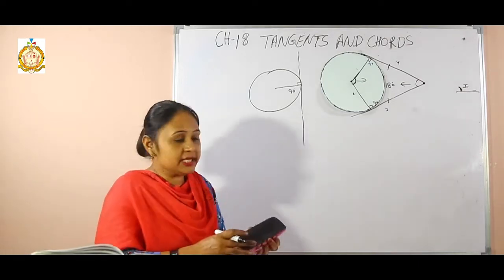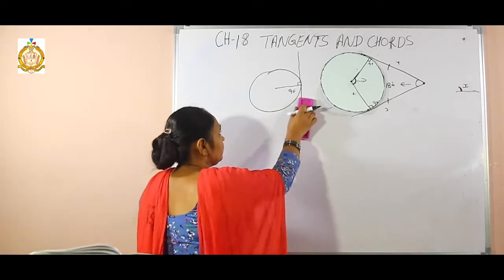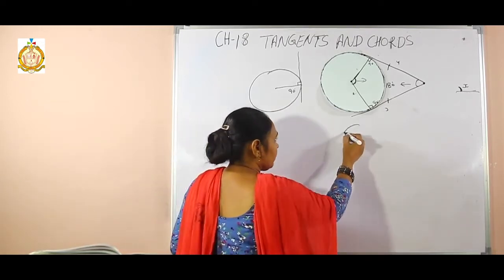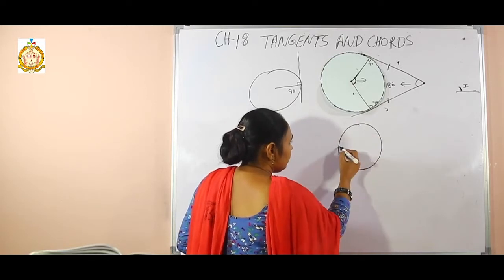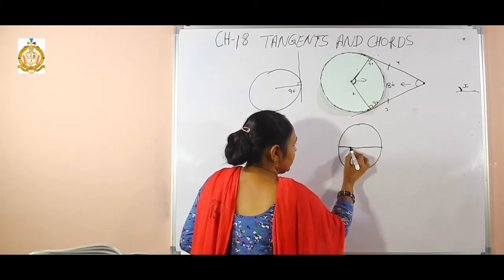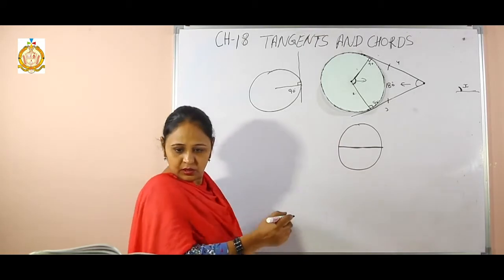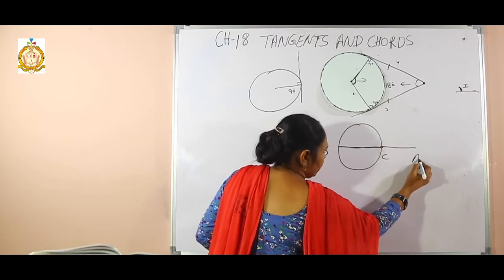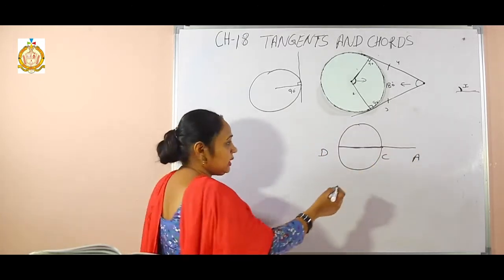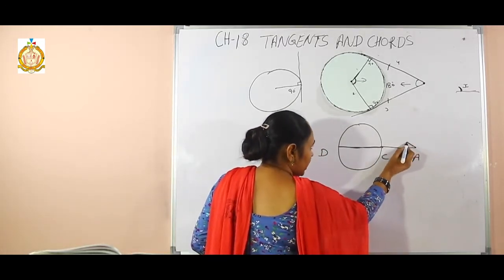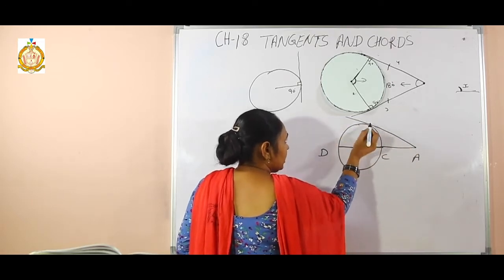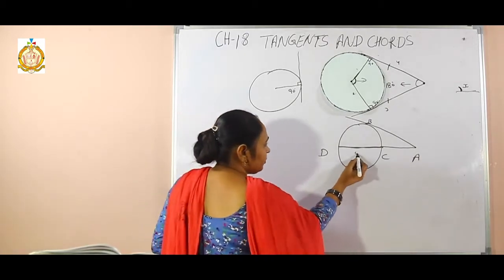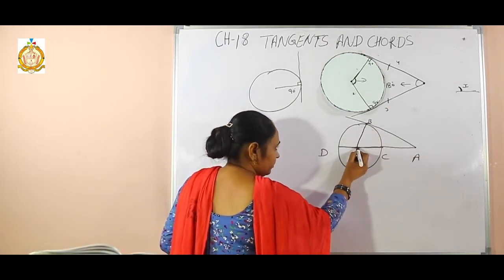There is a given figure. A circle, then diameter DC going up to A. Then from another point a tangent comes and touches the circle at point B. The center point is O. OB is joined.